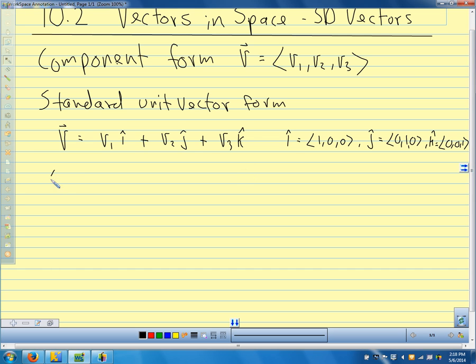The zero vector. Our zero vector is ⟨0, 0, 0⟩. All three components are 0. And it's important to remember that the zero vector does not equal the number 0. One's a vector, one's a number. They're different things.